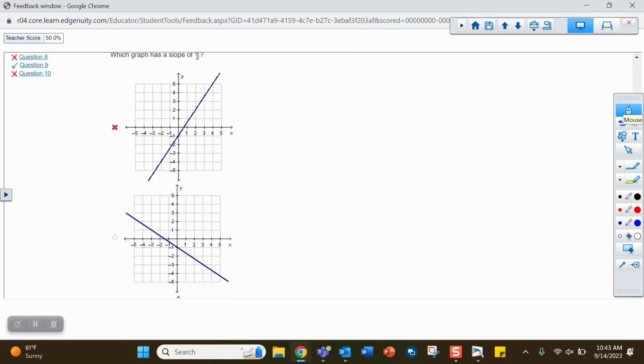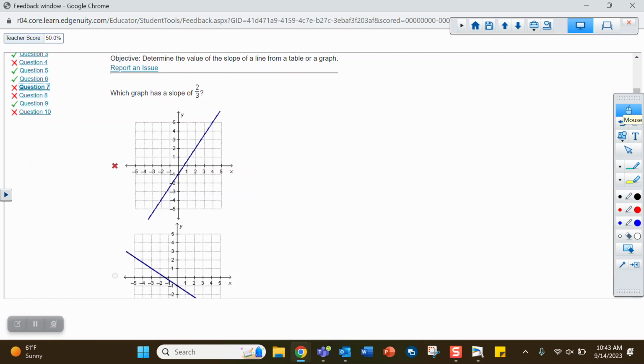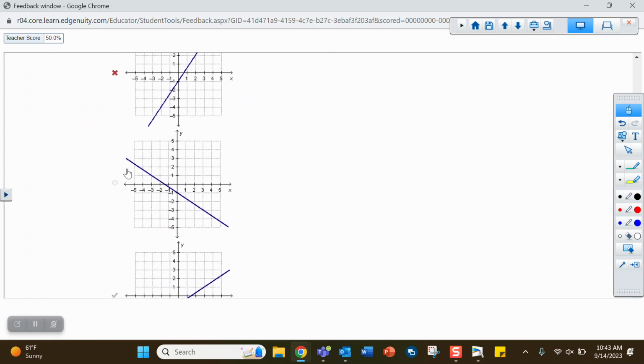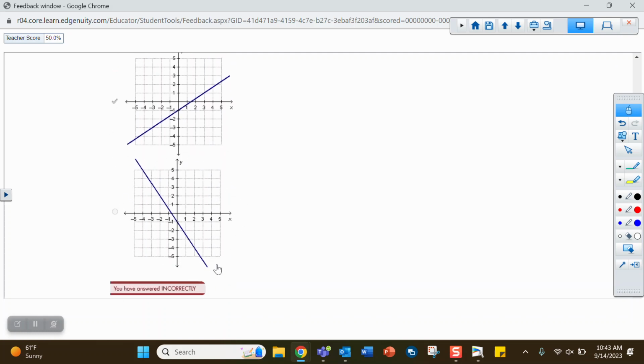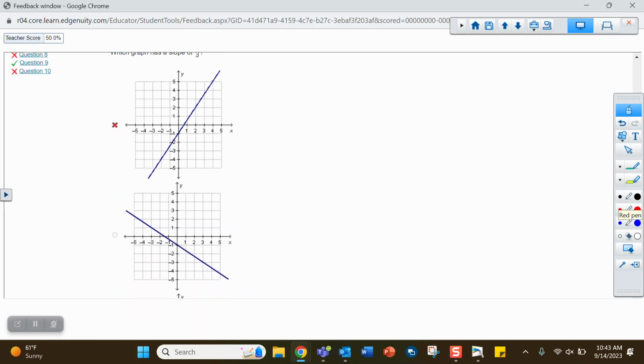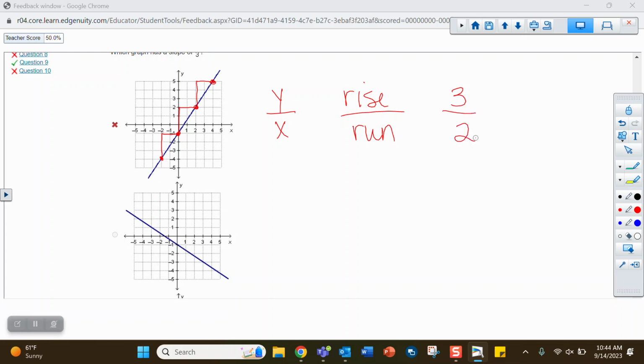Question 7 asks, which graph has a slope of 2/3? So first, that is a positive slope. So you can automatically rule out this graph here, and you can automatically rule out this graph here. Now when we look at slope, I'm going to do the one you picked and the right one. When we look at slope, it's the y over the x, or the rise over the run. So you're just moving along this line. If you find some different points that go through those grid corners, so I go up 3 over 2, up 3 over 2, up 3 over 2. I'm rising 3 and I'm running 2. The slope for that is 3/2.